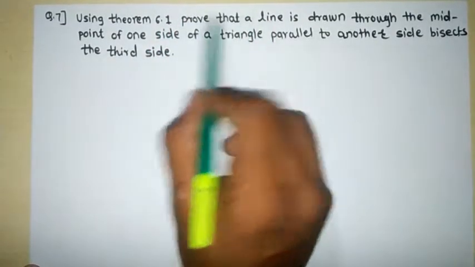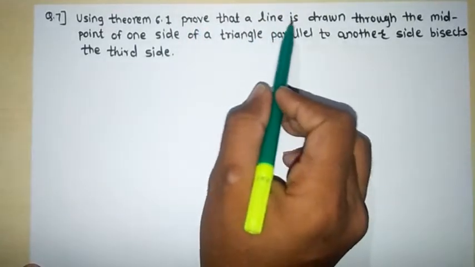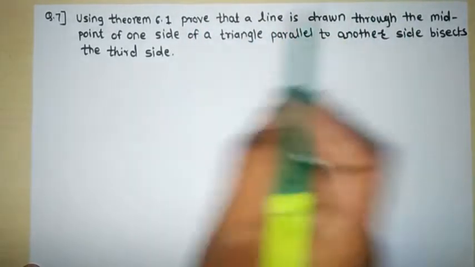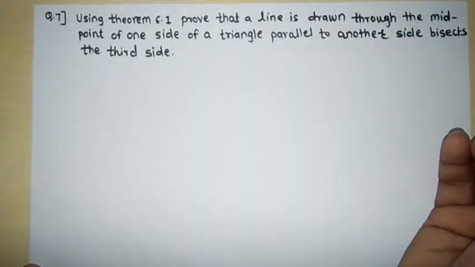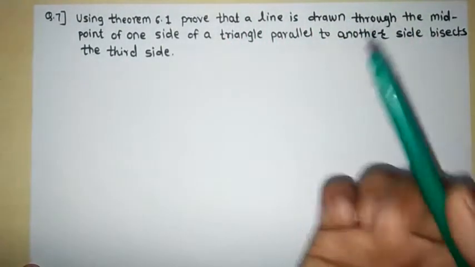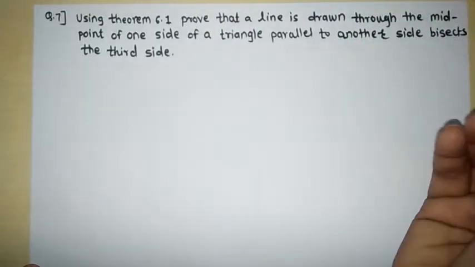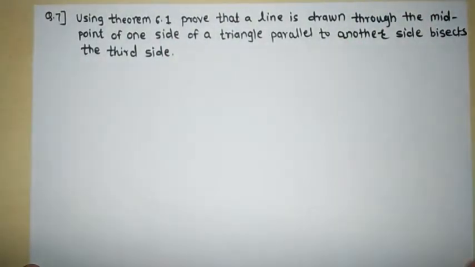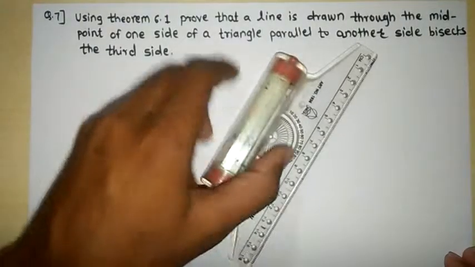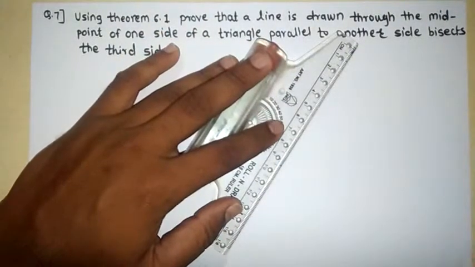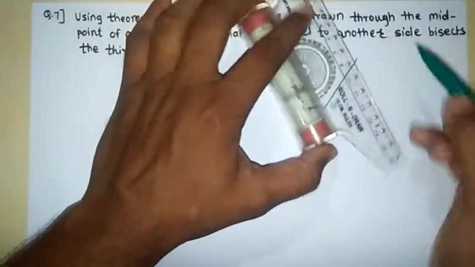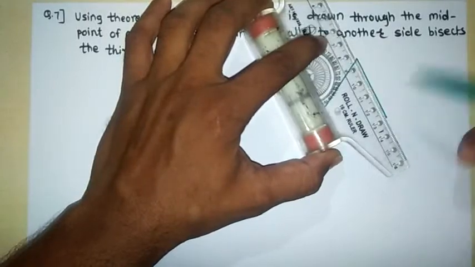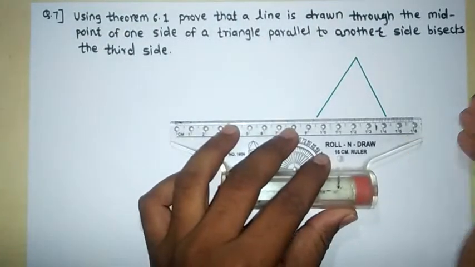Prove that, using the BPT theorem, a line drawn through the midpoint of one side of a triangle parallel to another side bisects the third side. See here, by drawing the diagram, I will explain. We will consider one triangle. This triangle's name is triangle ABC. I have to consider here.